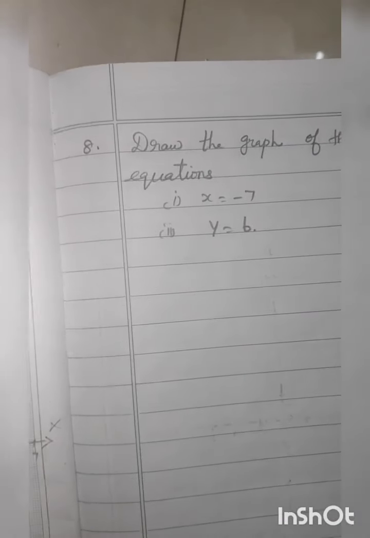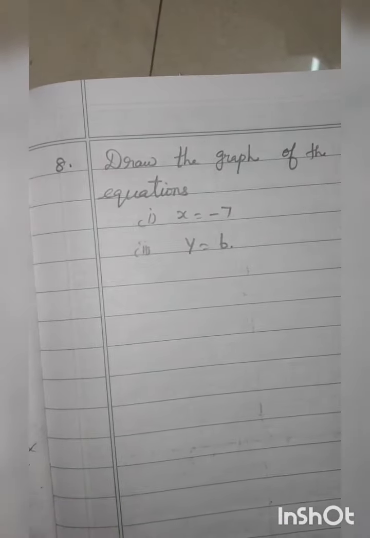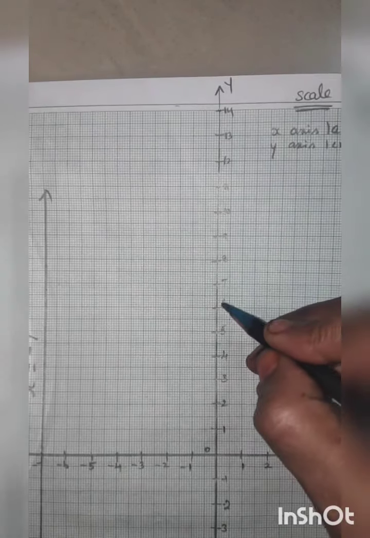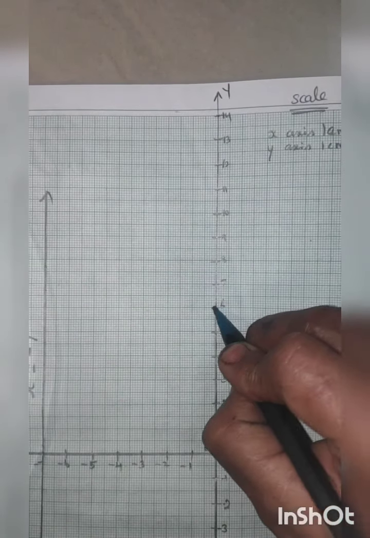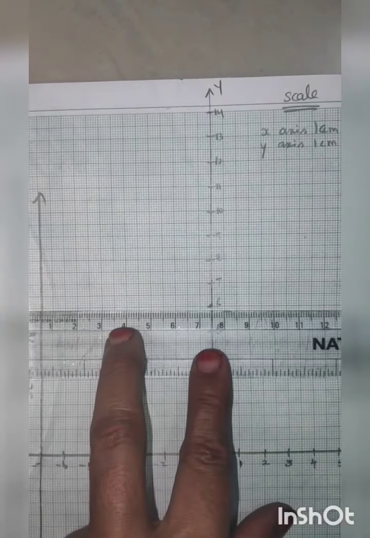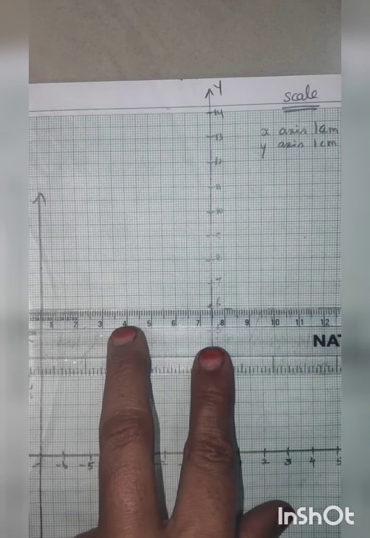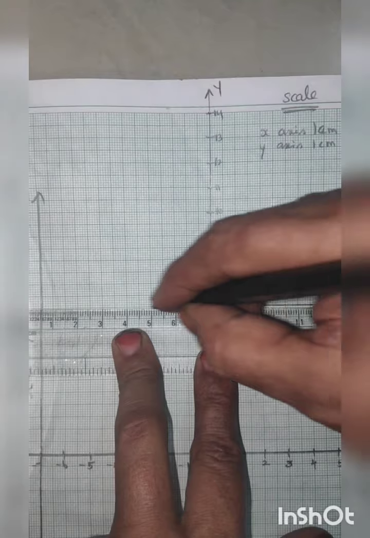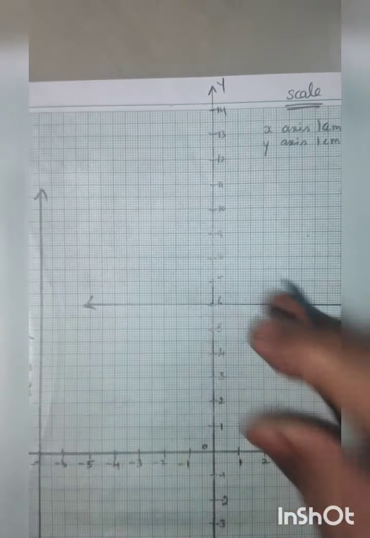Second question: what is given? y equal to 6. For the y axis, is it a plus value or a minus value? Plus value. See here, 6 is only here. So keep the point there. Draw the line, coinciding with the point, very carefully. Here put the arrow mark.